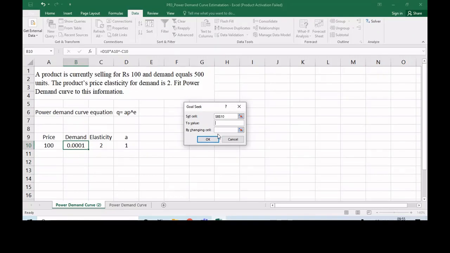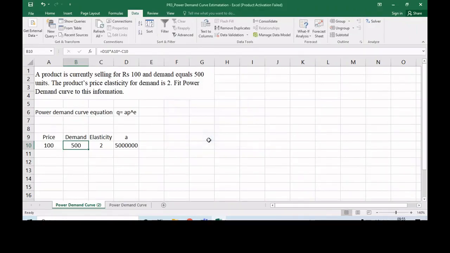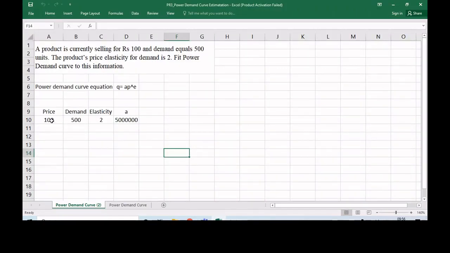Demand equals 500, so I'll be entering the value 500. And by changing which cell? We have to determine A, so I have to enter here D10. I am selecting this cell, D10. Now it's very simple. Just click OK. That's it. So we have one coordinate, that is 100 and 500.